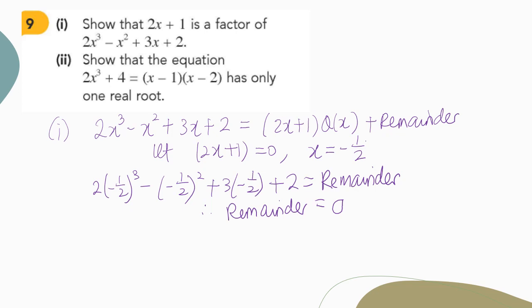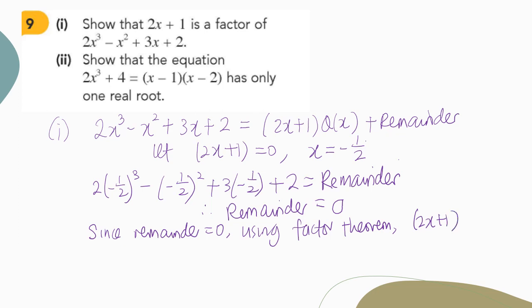Right, so how do you explain? We don't just leave the answer as, therefore remainder equals 0. We need to have a concluding statement. So the concluding statement is, since remainder equals 0, using factor theorem, 2x plus 1 is a factor of 2x cubed minus x squared plus 3x plus 2.